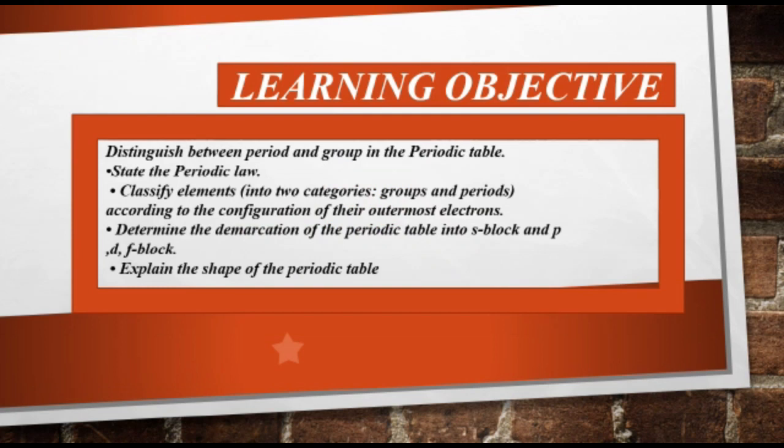Our learning objectives of this topic are: distinguish between period and group in the periodic table, state the periodic law, classify elements into two categories, that is groups and periods, according to the configuration of their outermost electrons, determine the demarcation of the periodic table into s block and p, d, f block elements, explain the shape of the periodic table.